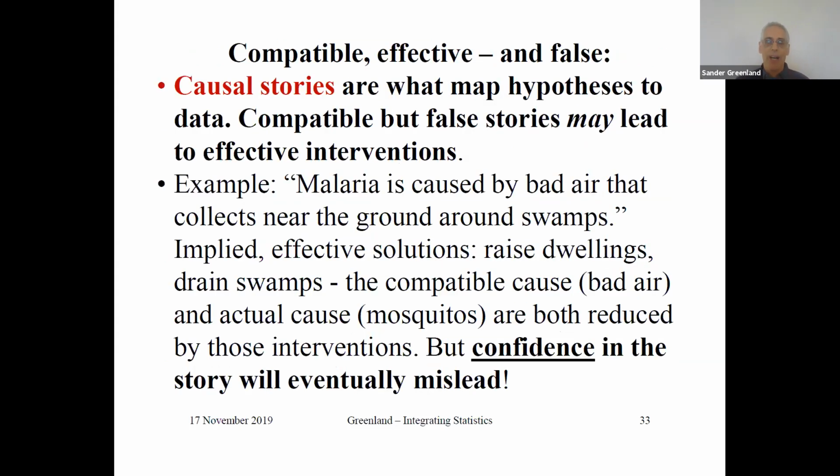Here's an example of a hypothesis that was compatible with the data up to a point. It was effective and it was false. Causal stories are what map hypotheses to data. Compatible but false stories may lead to effective interventions. Example: that malaria is caused by bad air. The name malaria collects near the ground around swamps. The implied effective solutions, raised dwellings and drained swamps, were used long before people discovered what we now know as the actual cause, mosquitoes. And they worked. But confidence in the story will eventually mislead. It could lead to silly interventions if you push the story too far, if you're too confident.